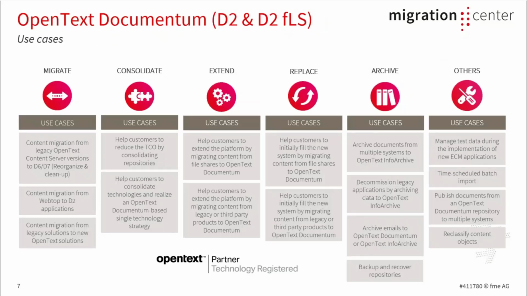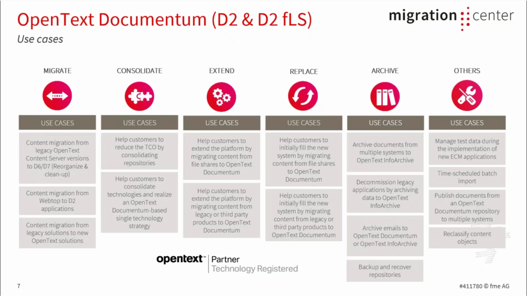But what can you use Migration Center for? We have a couple of different use cases which we address, especially for OpenText Documentum, and this also includes Documentum D2 and Documentum D2 for Life Science. We address mainly 6 areas. The first area is the classic migration projects. That means, for example, migrating legacy OpenText content server to the newest version, or onboarding documents and content to a cloud solution. That's all the classic migration scenarios which we address.